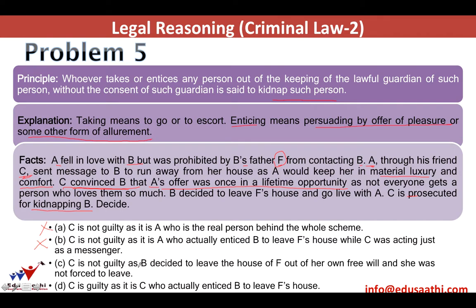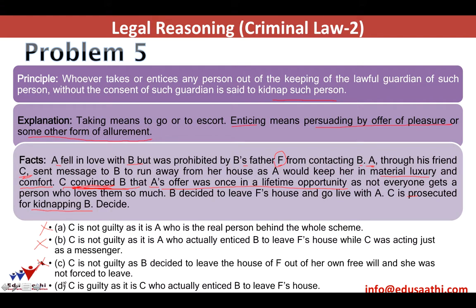C is not guilty as B decided to leave the house of F of her own free will and she was not forced to leave. No, there was the enticement, as the facts clearly say that C convinced her. The use of the word convince means enticement and making her believe the facts which are said by C.